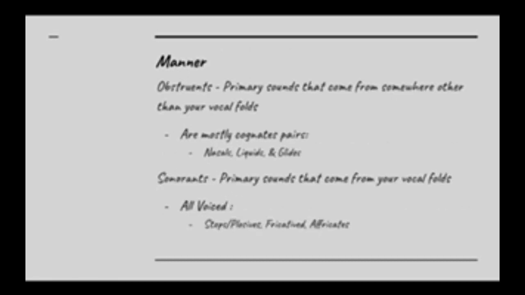So, manner also includes obstruents and sonorants. Obstruents are primary sounds that come from somewhere other than your vocal folds, and sonorants are primary sounds that come from your vocal folds. Obstruents are mostly cognate pairs, which consist of nasals, liquids, and glides, and sonorants are all voiced. They have stops, fricatives, and affricatives.